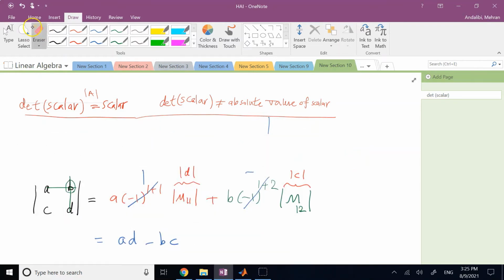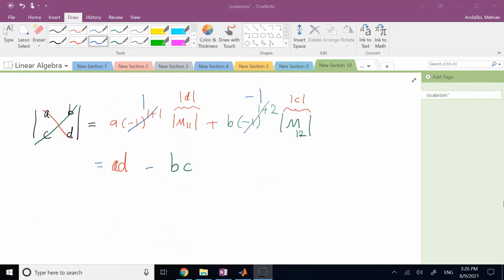Now, what is AD minus BC? Well, if you look, it is the product of the elements on the main diagonal minus the product of the elements on the anti-diagonal or the non-major diagonal, correct? So the product of the elements on the main diagonal minus the product of the elements on the anti-diagonal.